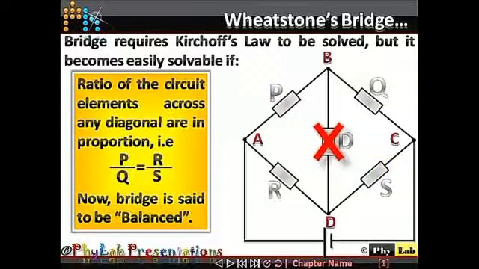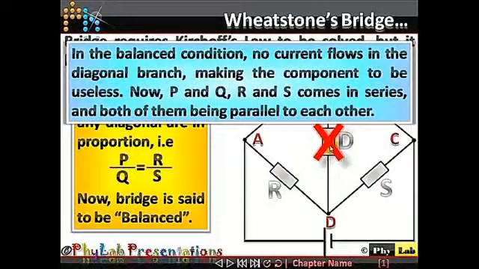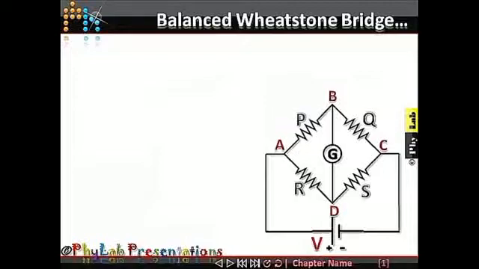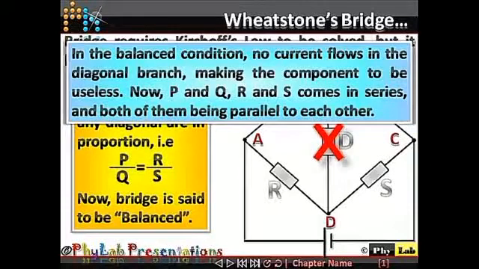This particular diagonal element is no longer in use, so you can consider it to be open. And once you consider it to be open, what happens? P and Q come in series combination, R and S come in series combination, and the two series combinations are connected in parallel to each other. So PQ and RS are in series, and they are in parallel to each other.